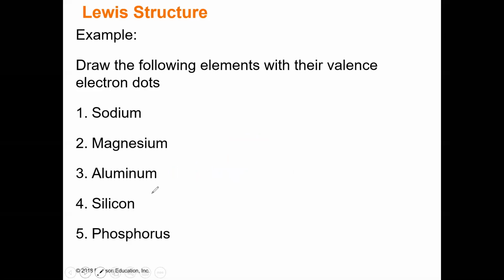For silicon, writing out its noble gas configuration, we have that the noble gas is neon, then 3s2, 3p2. Let's take these numbers that represent the valence shell electrons, add these up, and we see that we have 4 valence electrons. So silicon's symbol is Si, and now let's draw our electrons around it.